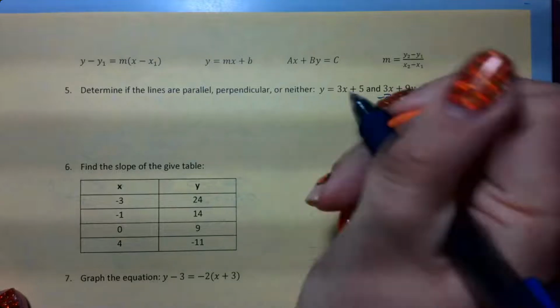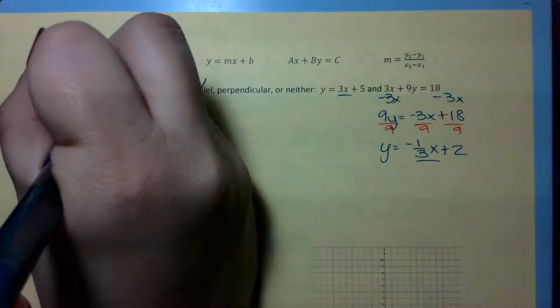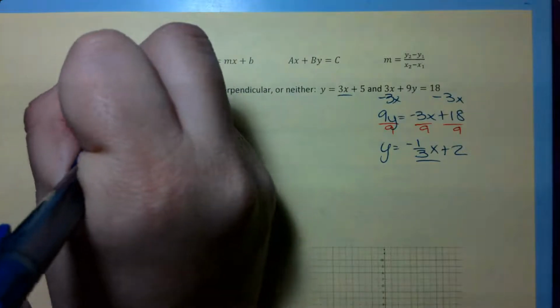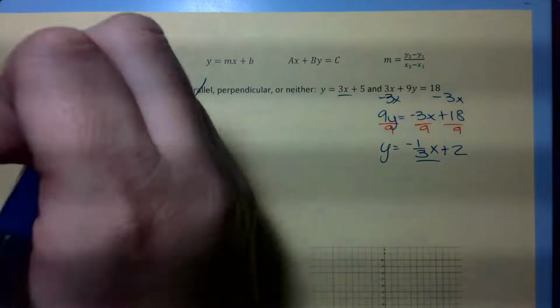So I want to compare the slopes. These two are not the same number, so that means they're not parallel. To be perpendicular, I want to multiply these two values together. And if they equal negative 1, which they do, they are perpendicular.